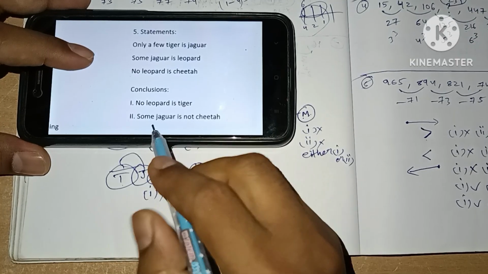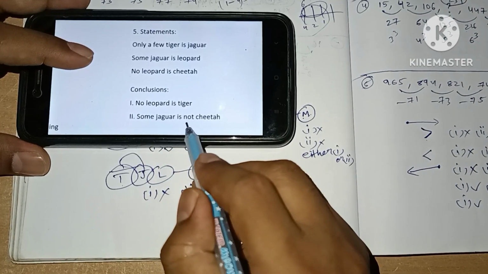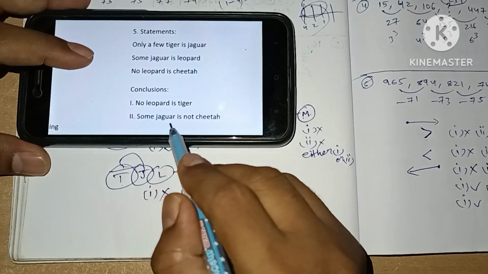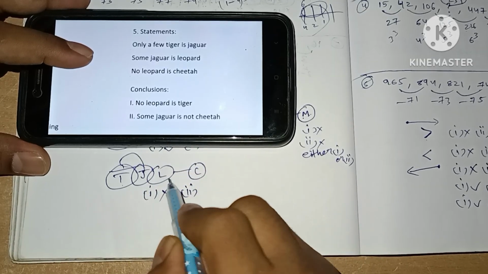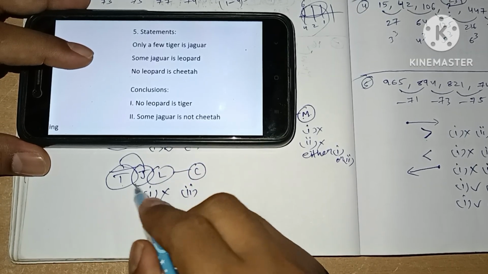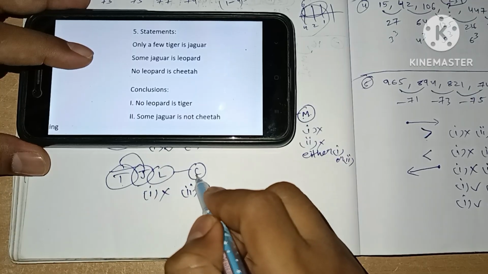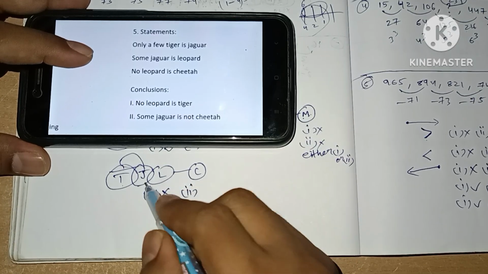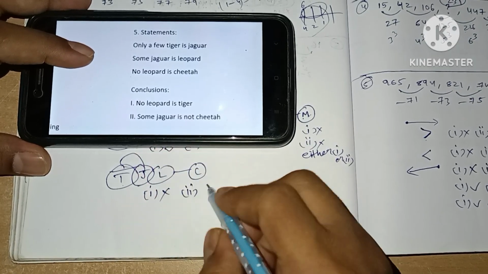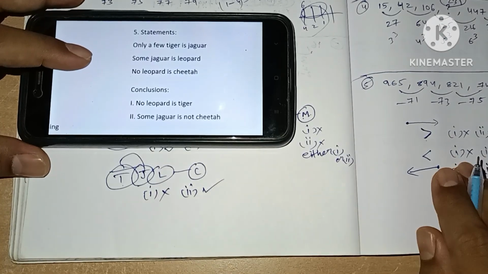Second conclusion: some jaguar is not cheetah. We see not here, so we check all jaguar can be cheetah. All jaguar can be placed inside cheetah. That all case is not possible here. All case not possible means the some not case is true.